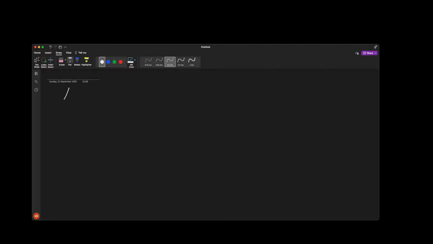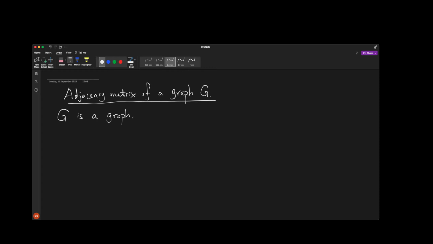So in this first part, I will talk about the adjacency matrix of a graph, say G. Okay, so I will give the definition and prove one theorem, and then in the second part we will see a little more algebra. So G is a graph. For example, it has V and E, so it has a vertex set and edge set.